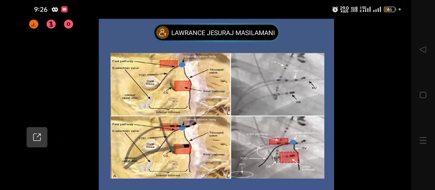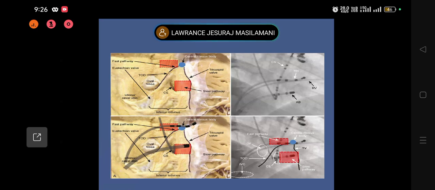So sometimes you may have to either take a sheath, go over the eustachian ridge, flex your catheter and come to the slow pathway area, or if you are only with the catheter without a sheath, then you may have to take a larger U to reach the slow pathway area. I prefer, whenever I see a prominent eustachian ridge, always a sheath because it gives you a better contact.